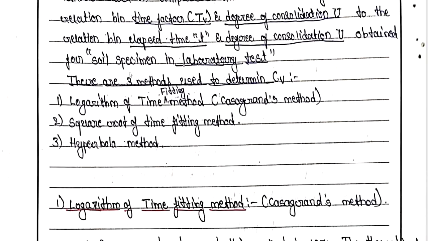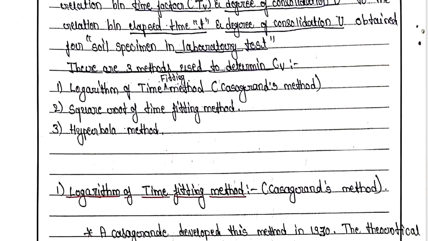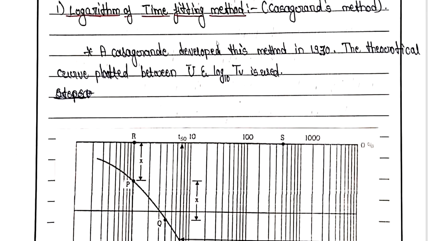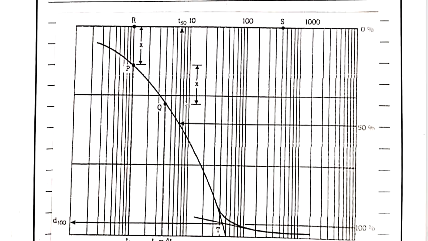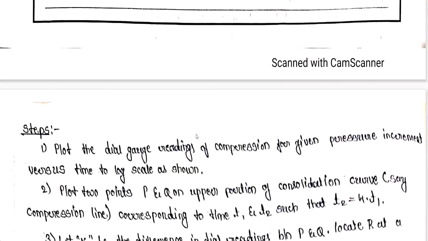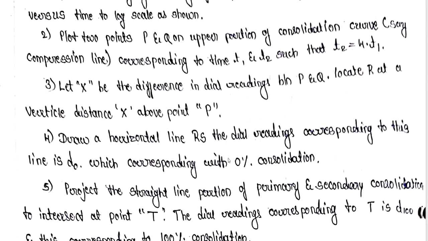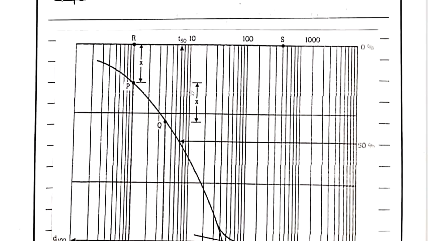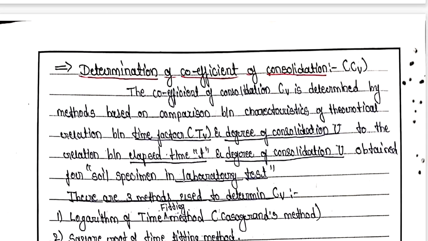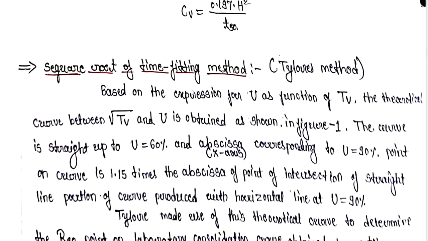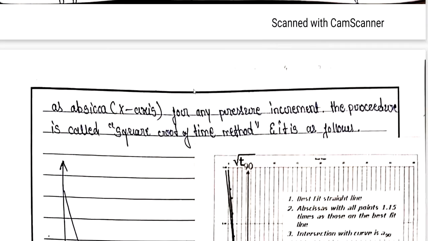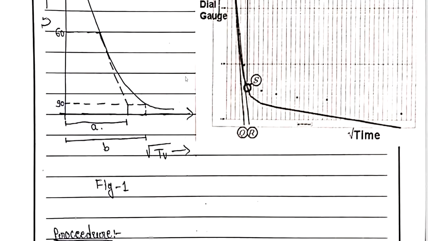Further, determination of the coefficient of consolidation is very important. There are various methods to determine the coefficient of consolidation. It actually depends upon the time factor and the degree of consolidation. So the logarithm of time fitting method, by using the compressibility curve and the standard procedure, is going to give us the coefficient of consolidation. Further you can see the next method is the square root of time fitting method. The procedure is very simple, you can go through this procedure. It is a very simple one. Further I will move on.